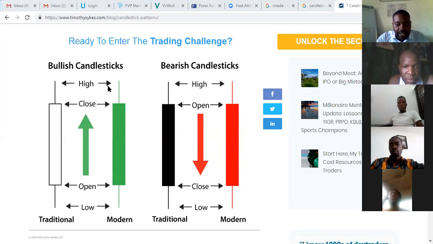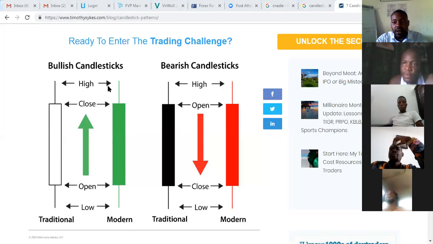Did you get that? If it is a 1 minute candlestick, it means the open price will be the price at the first second. The close price is going to be the price at the 60th second. And the high price is going to be the highest price within the first and the 60th second. That means the highest price that the market will attain within that period is what we call the high price, and the lowest price is what the market will attain within that period.